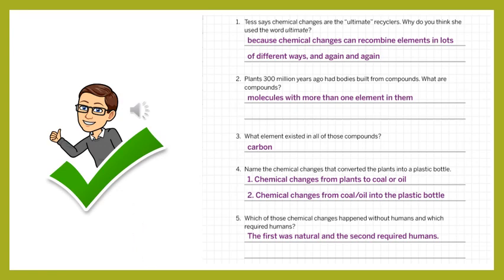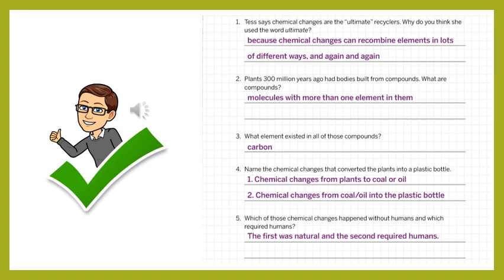Reviewing number 1. Why does she use the word ultimate? She uses the word ultimate because chemical changes can recombine elements in lots of different ways, again and again. So ultimate usually means the best. So the best chemical changes are the best recyclers because they can combine different elements and recombine different elements over and over again in many different ways. There's just not one process.